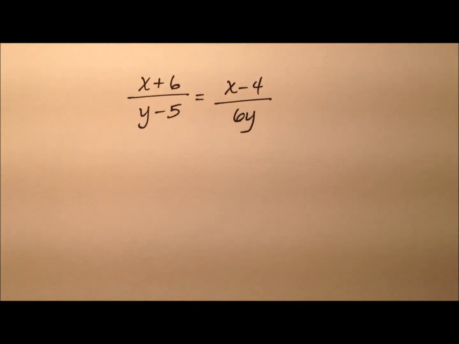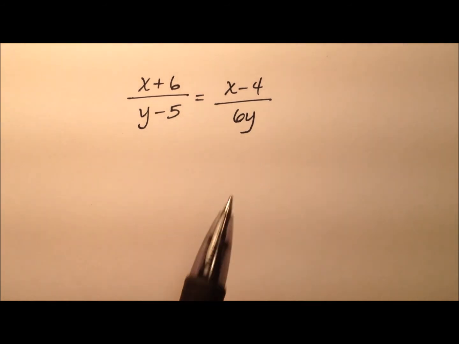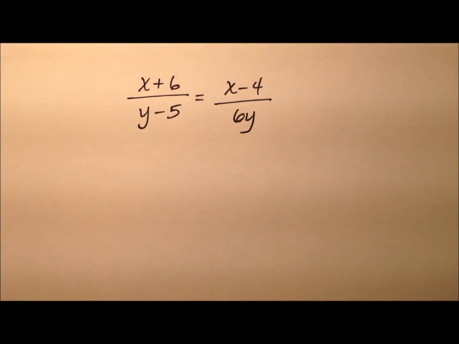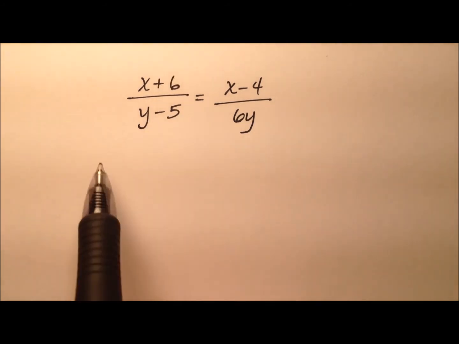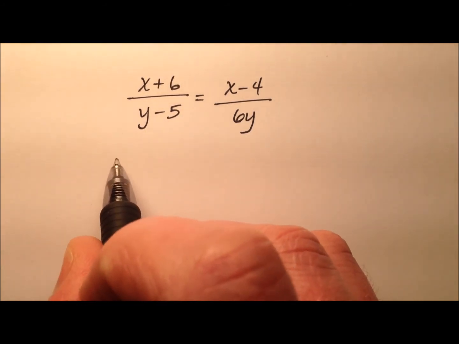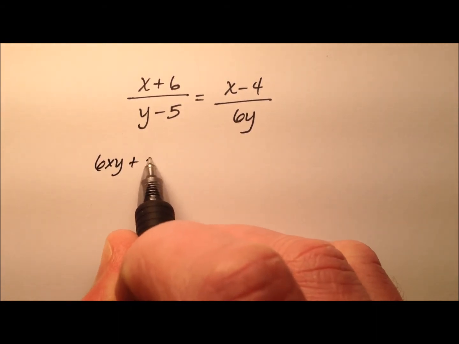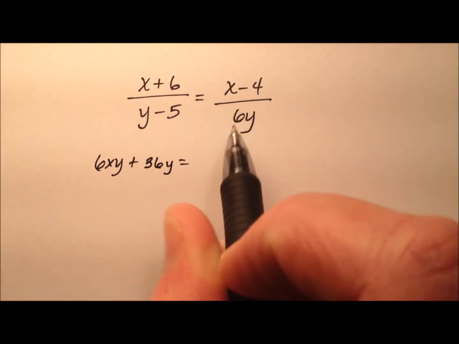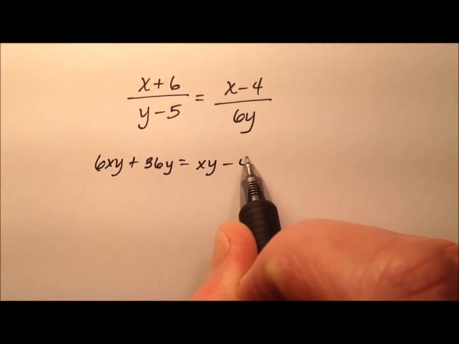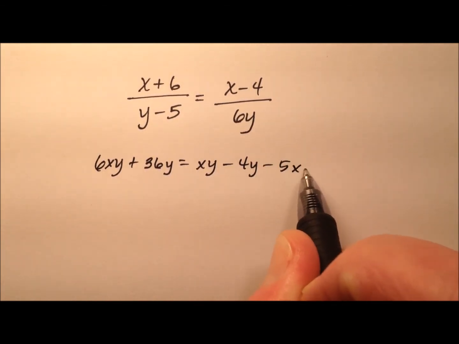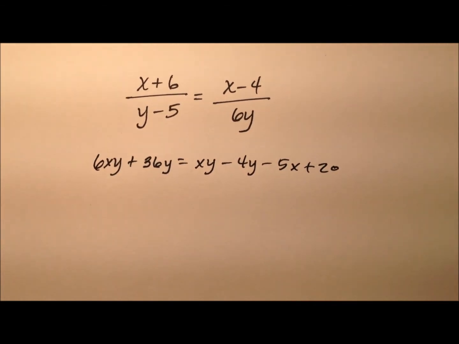So let's go ahead and revisit this example again. We still have our proportion here, this fraction equaling this fraction. But this time let's go ahead and go through and solve for y instead of x. So I'll do this part fairly quickly because we've already discussed it. So let's do these cross products. Looks like 6xy plus 36y, when I multiply, equals xy minus 4y minus 5x plus 20 right there.